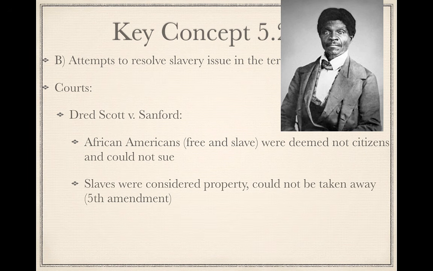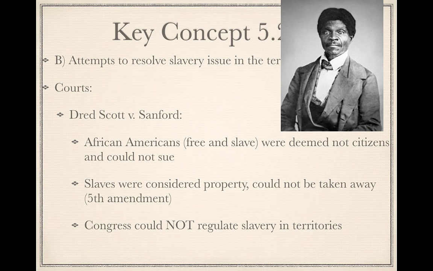Furthermore, the Supreme Court under Roger B. Taney declared that slaves were considered property and they could not be taken away. I mentioned that earlier. The Fifth Amendment states that individuals cannot be deprived of life, liberty, or property without due process. And finally, the Supreme Court also said that Congress could not regulate slavery in the territories. So that Missouri Compromise, which was already overturned by the Kansas-Nebraska Act, is now officially dead. And this is in 1857.